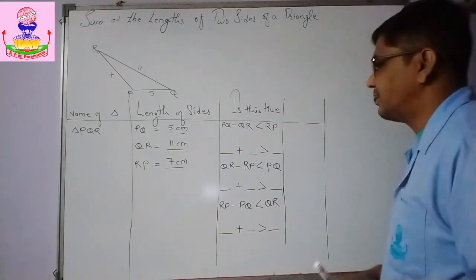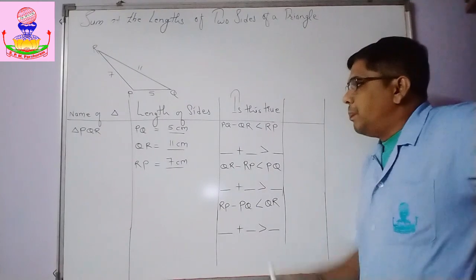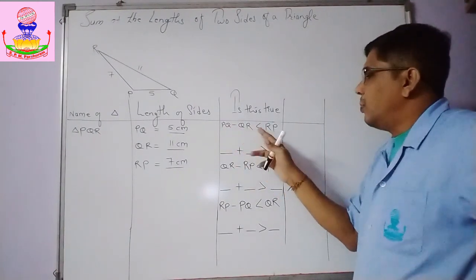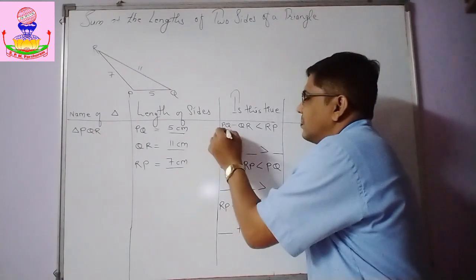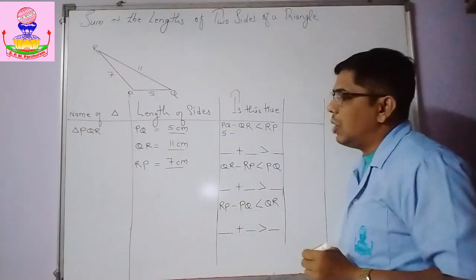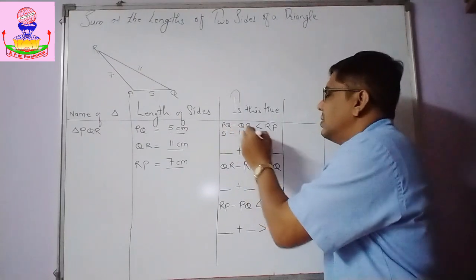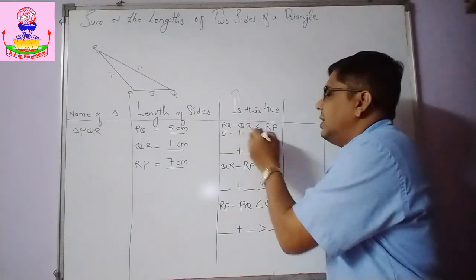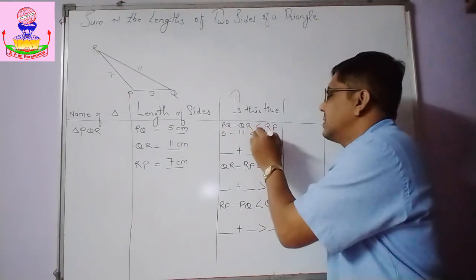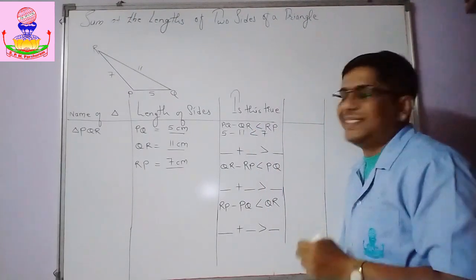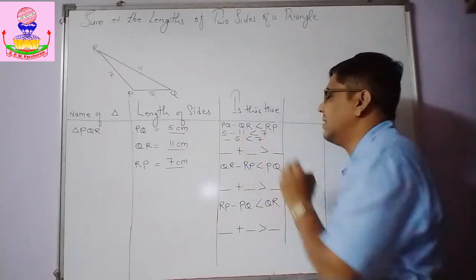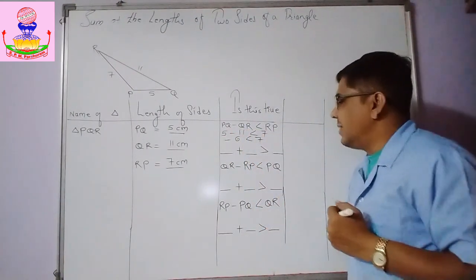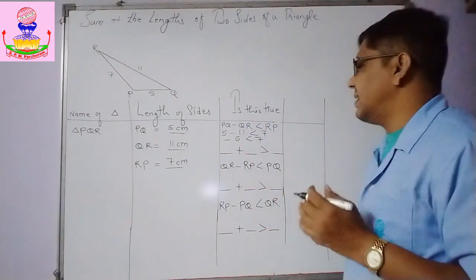Now, PQ minus QR is smaller than RP. What is PQ? 5. Minus QR, it is 11. And is it smaller than RP? RP is 7. Now 5 minus 11 is minus 6. Now is minus 6 smaller than 7? Yes, it is. Then dash plus dash greater than dash.